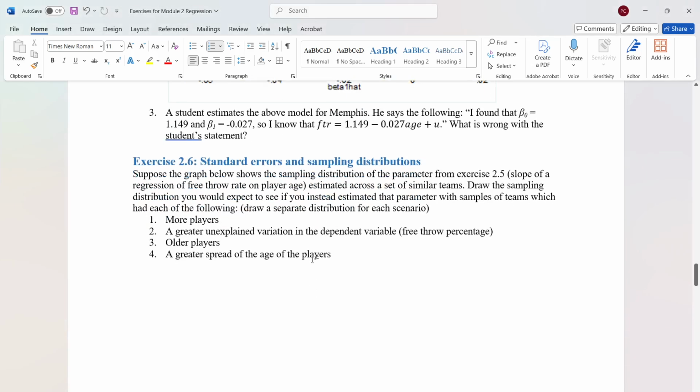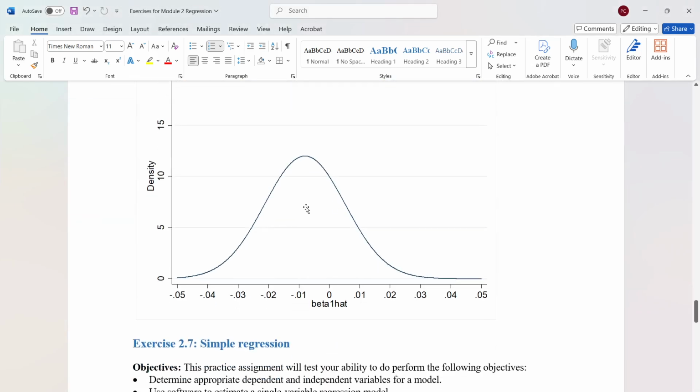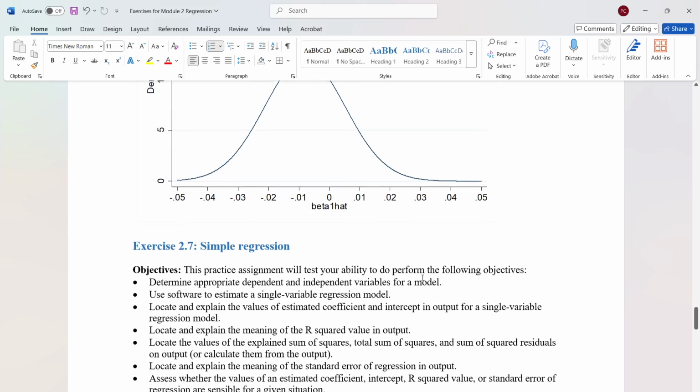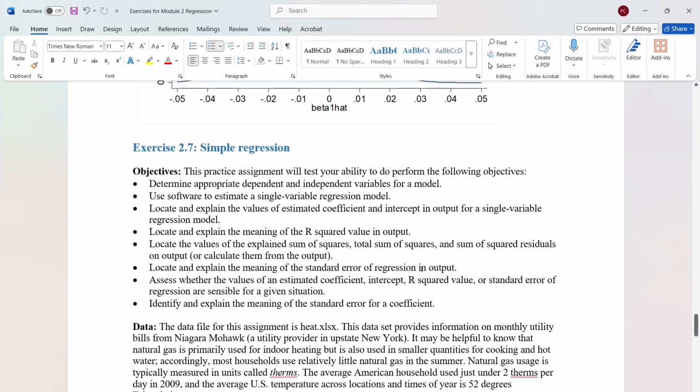The next piece here, moving away from the NBA, is a bit longer. So let's see about this. 2.7, simple regression. This practice assignment will test your ability to perform the following objectives. My goodness, it's a long one. Determine the appropriate dependent and independent variables for a model. Okay. Use software to estimate a single variable regression model. Locate and explain the values of estimated coefficient and intercept in output for a single variable regression model.